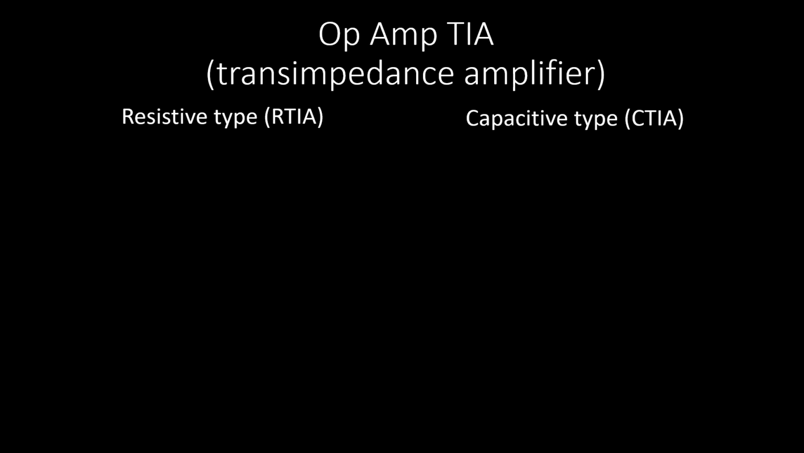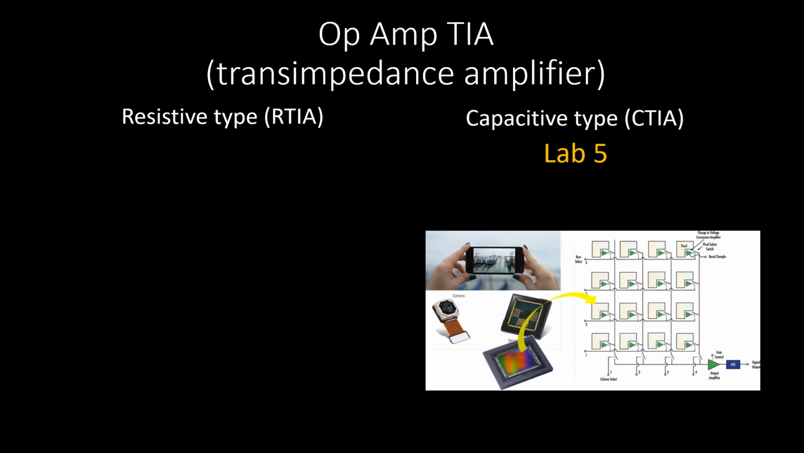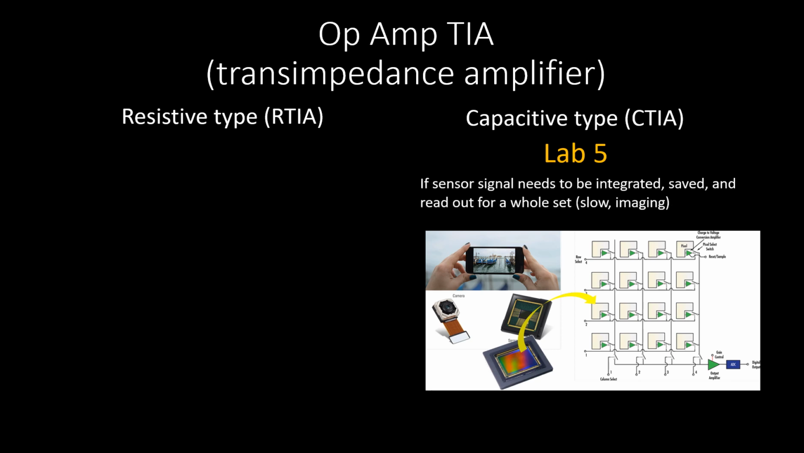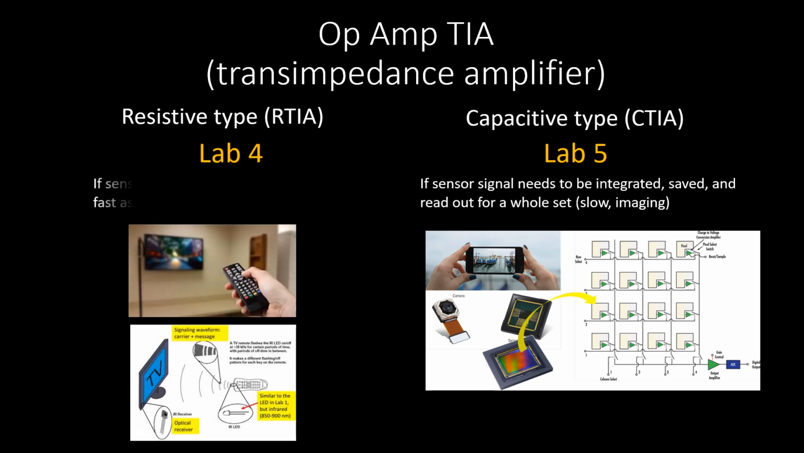We have seen the use of a capacitor to store electricity in Lab 2, and we will learn more about using the capacitor to integrate a current in Lab 5. This integration capability is applied to common camera sensor arrays, since an image for the human eye is an integration of light over the retina's slow response time. For high-speed applications, resistive transimpedance amplifiers such as in this part of Lab 4 are used.